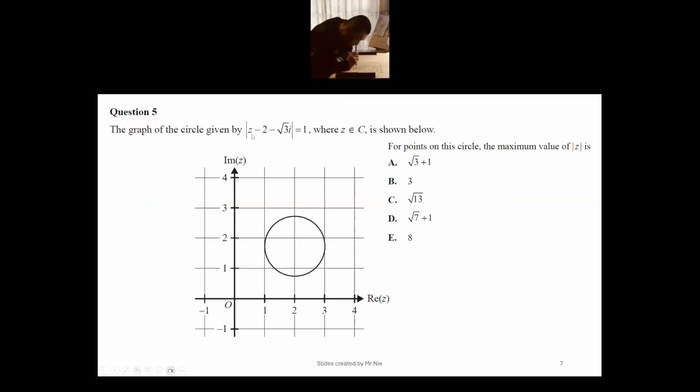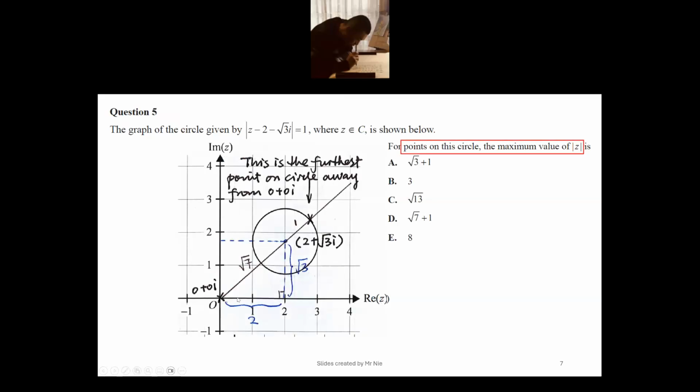Next is the graph of the circle given by absolute value of z minus 2 minus root 3 i equals 1. So the center is (2, root 3) and the radius is 1. For points on this circle, we want the maximum value of absolute z. Basically, you need to understand that absolute value of z means the distance to the origin. I want to get the largest distance from a point on the circle to the origin.